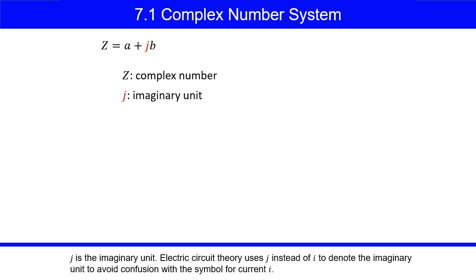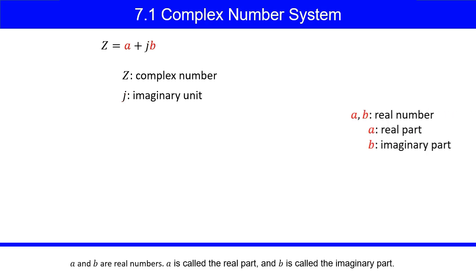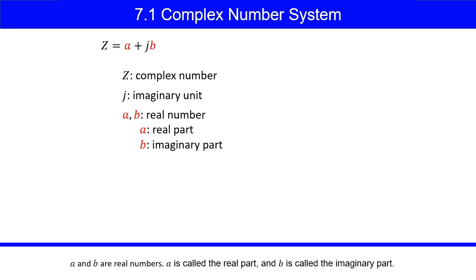Electric circuit theory uses J instead of I, to denote the imaginary unit to avoid confusion with the symbol for current I. A and B are real numbers. A is called the real part, and B is called the imaginary part.